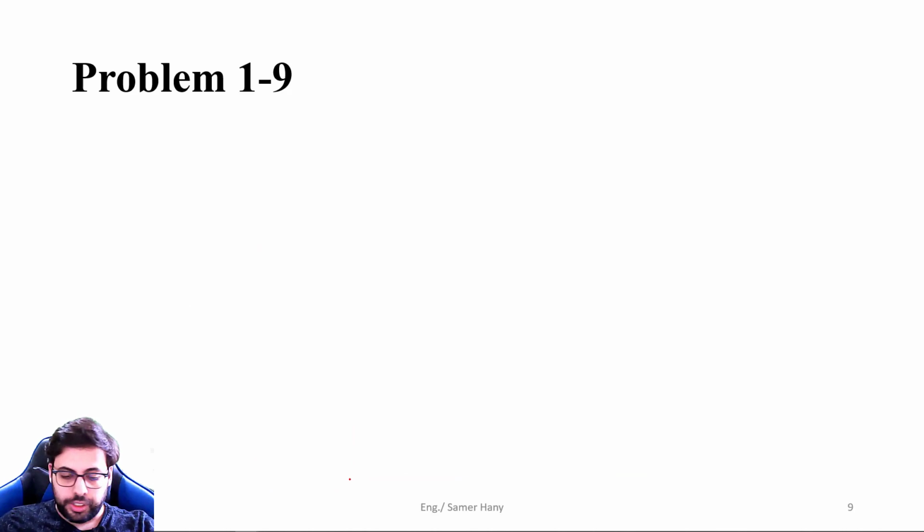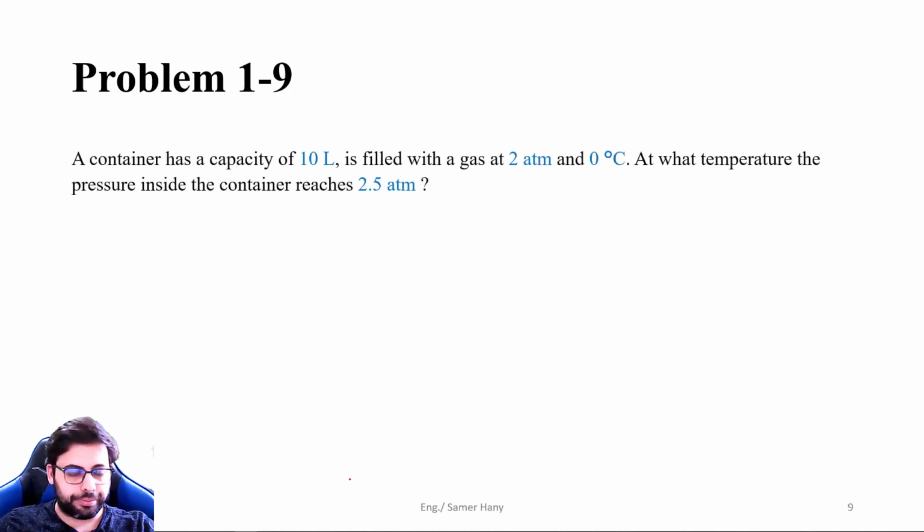Alright, so let's start solving some problems. The first problem says a container has a capacity of 10 liters, so we have the volume in here, filled with a gas at 2 atmosphere, so the pressure, and 0 Celsius, this is the temperature. At what temperature does the pressure inside the container reach 2.5 atmosphere? So this will be P2, and let's say this is V1, which is also V2 since the same container is used in both cases, and this is P1 and this is T1.